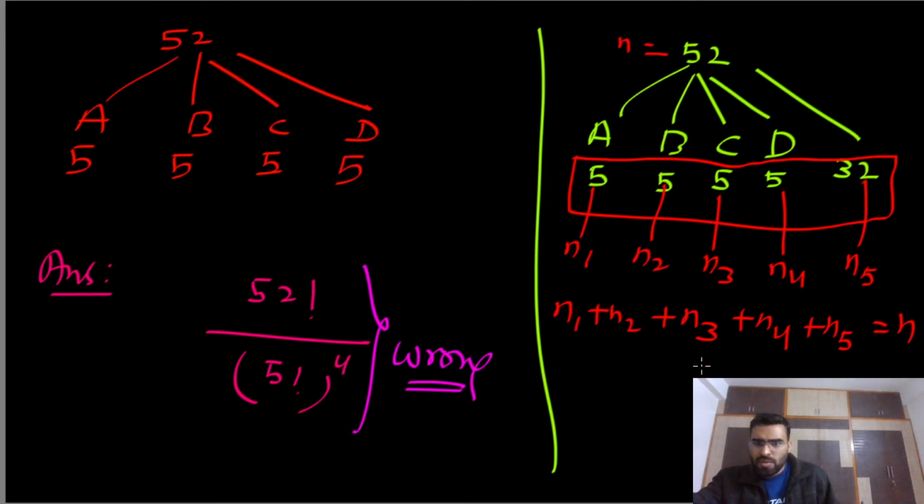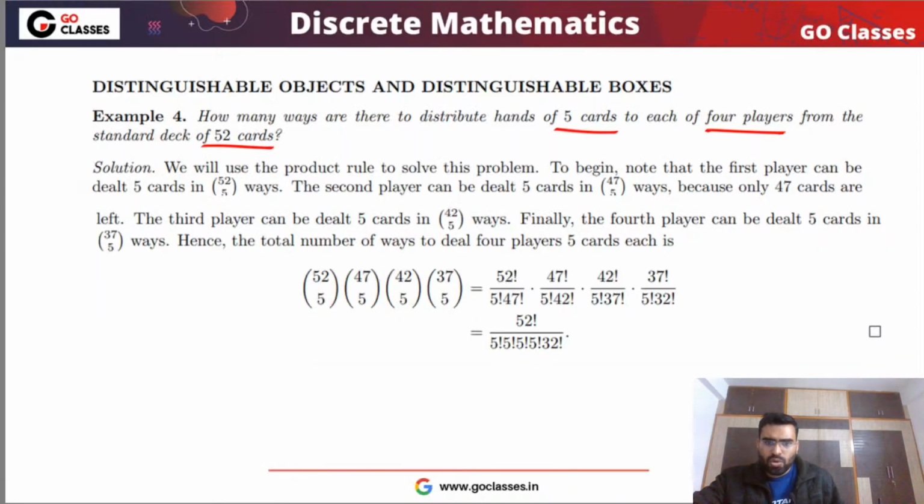Now you can apply the formula, and the formula will say the answer is 52 factorial divided by 5 factorial, 5 factorial, 5 factorial, 5 factorial, and 32 factorial. So this is the answer. Is this clear to everyone? Anyone has any doubt, you can ask. So this is how you can handle the DODB template, and you can apply the logic also here.